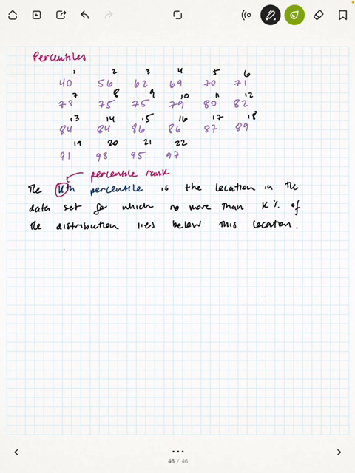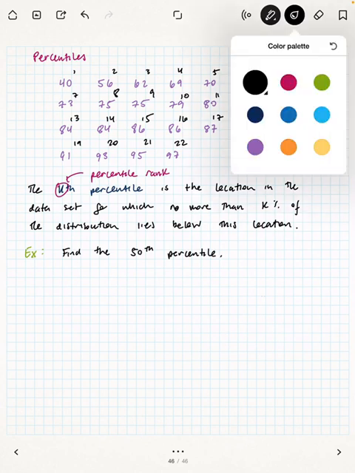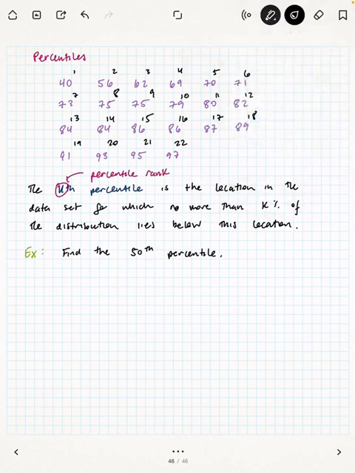To understand this better, especially if we have a data set that has a not easily convertible sample size, let's try to figure out how to find a percentile. Find the 50th percentile. What we mean by that is we want to find the location in our data set for which no more than 50% of our distribution lies below this location. How do we do this?